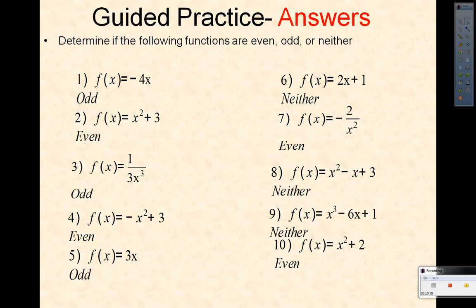And then guys, that's it. So I hope you enjoyed the lesson, and I hope you learned a little bit about even and odd functions.